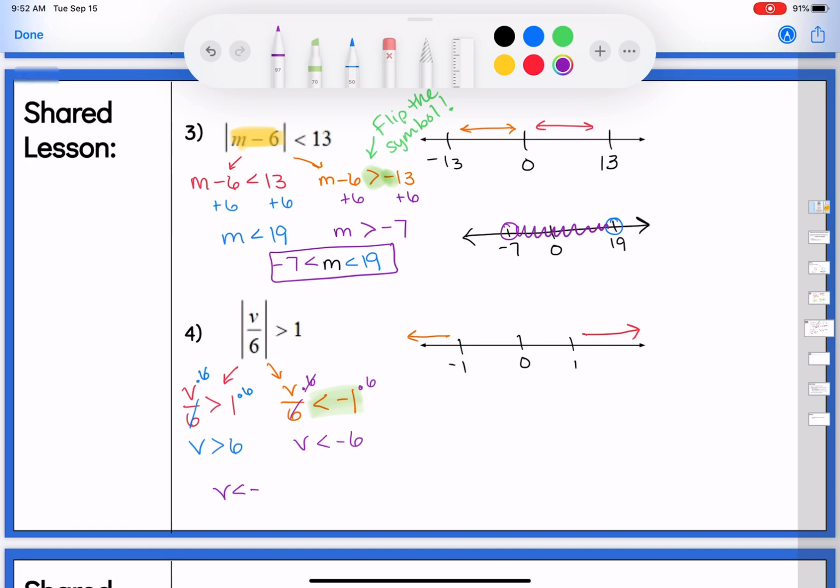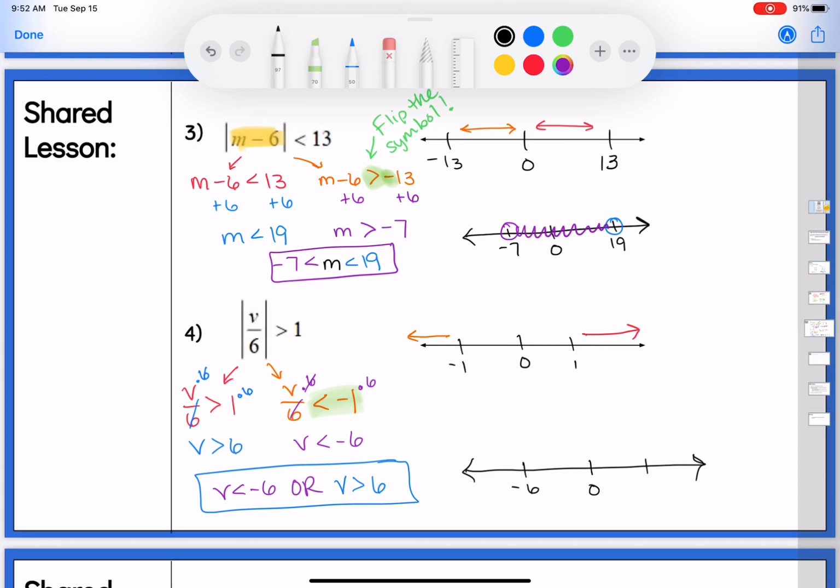V is less than negative 6 or v is greater than 6. So there's my compound inequality answer. And then I'm going to make sure that I actually graph my solutions on this one. So here's negative 6 on the left, positive 6 on the right. Again, no underline, so I'm going to have an open circle at negative 6, shading to the left. And I'm going to have an open circle at positive 6, shading to the right.